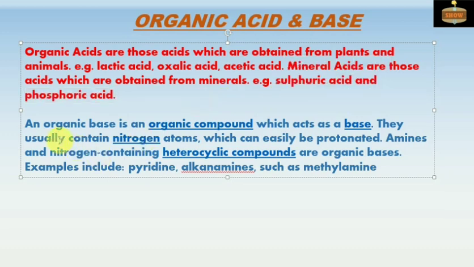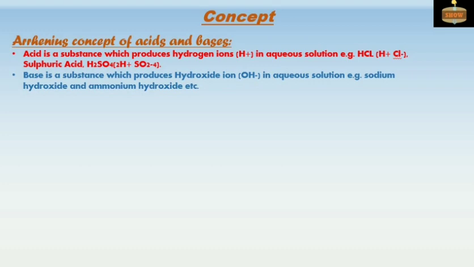Now, an organic base is an organic compound which acts as a base. They usually contain nitrogen atoms which can easily be protonated. Amines and nitrogen-containing heterocyclic compounds are organic bases. Examples include pyridine and alkylamines such as methylamine. So there are many concepts by which we can easily distinguish between acids and bases.